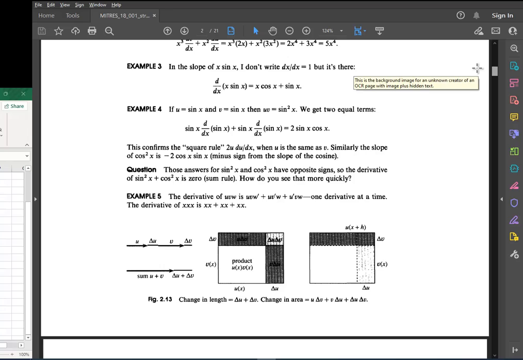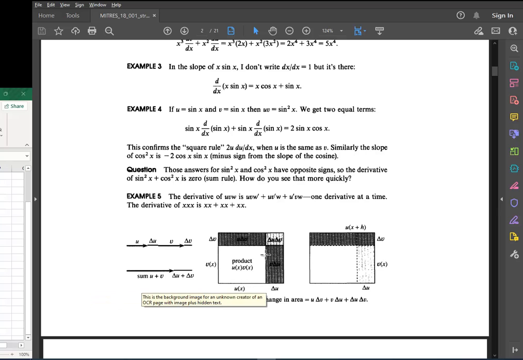All right, let's look at this picture here. Here we have a rectangle. The x length of this white rectangle is u of x. The y length is v of x. The product is u of x times v of x. Now suppose we increase u a little bit, and suppose we increase v a little bit here. Then how does the area change?